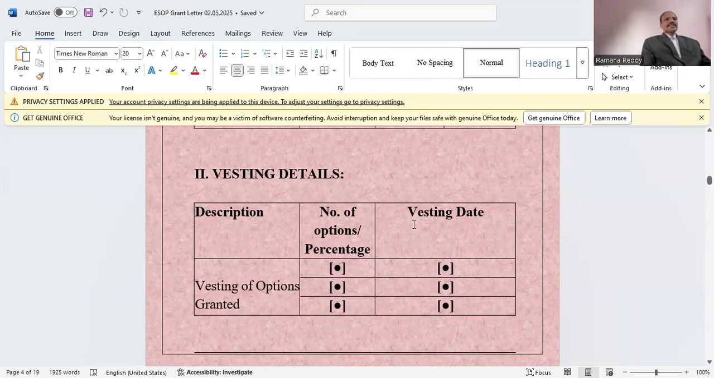These 400 can vest on different dates. Suppose 1st June, now we are at 2025. For the number of options, either you can give a percentage, 25%, 25%, 25%, 25%, or you can give, suppose 400 shares, 100 shares, 100 shares, 100 shares. Depends, either way works. Or you can give 30%. Suppose 30% of the options are vesting.